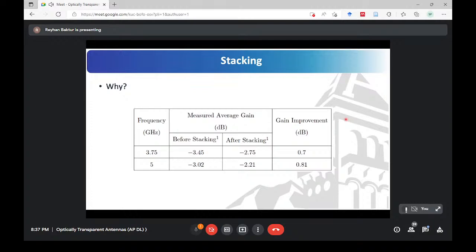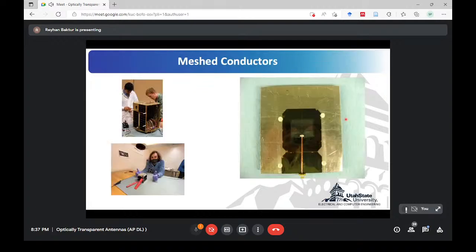Now, let's look at the different conductor. At the beginning, I said, well, we can make it from transparent conductor or those meshed metal. So I want to move on to meshed metal. Why? Because our university is known for student built small satellites. This is our most recent CubeSat. It has been launched already, flown. I think it's even deorbited. It was launched in January. They have a website that you can look up.